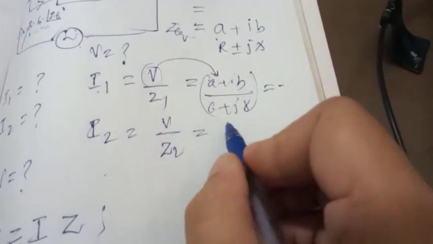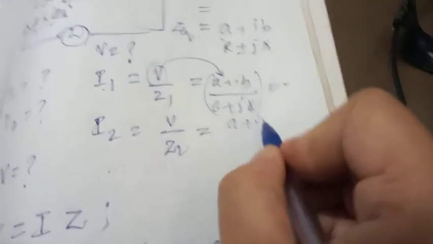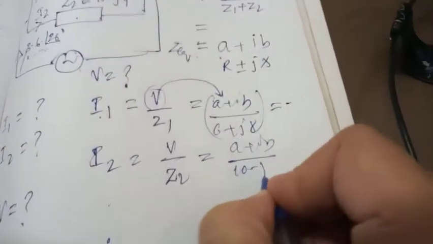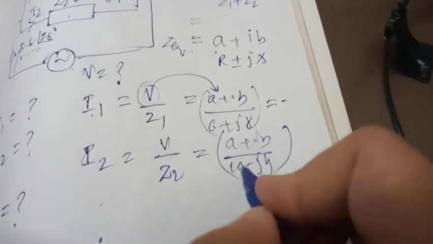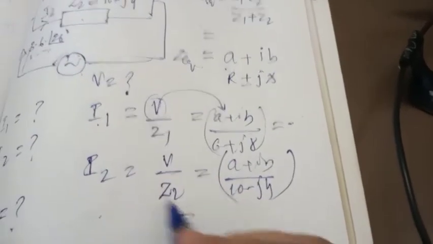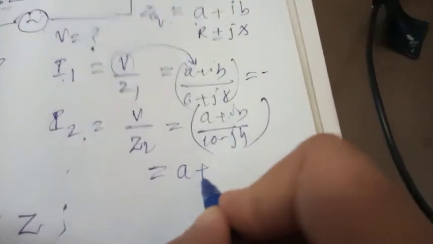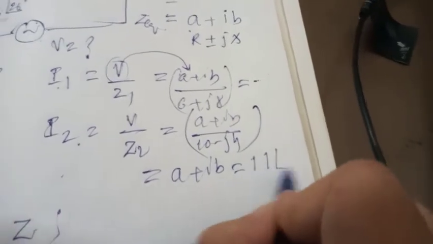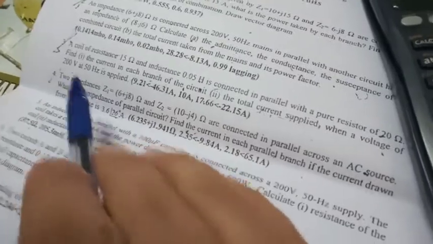Similarly, for V again in A plus IB form, and you know the Z2 value, 10 minus J4. Divide this using the complex mode in the calculator as I have explained in previous problems. Then you will get I2 in A plus IB form, then convert that into polar form, and you will get the magnitude and angle. So this is the solution of problem number 4.